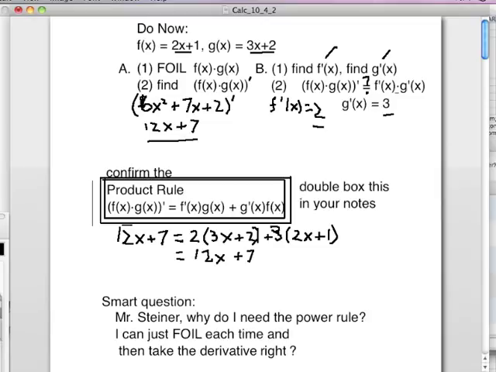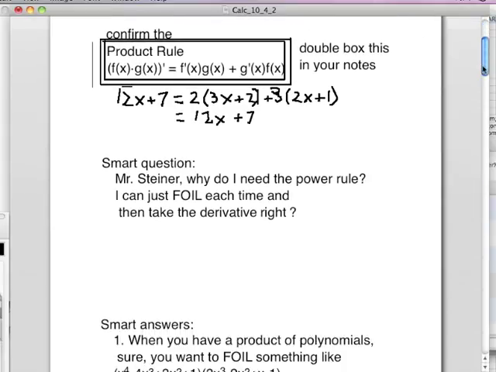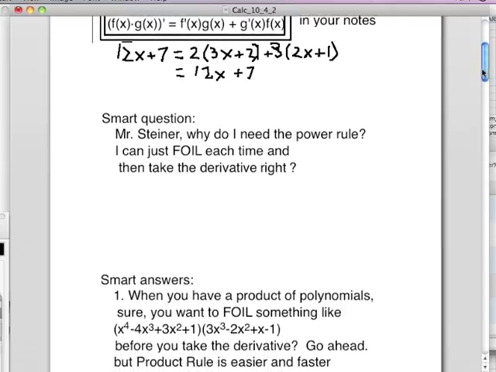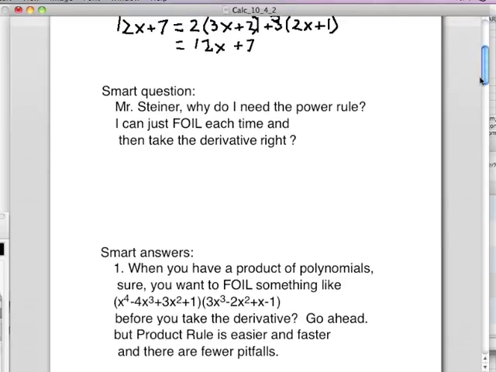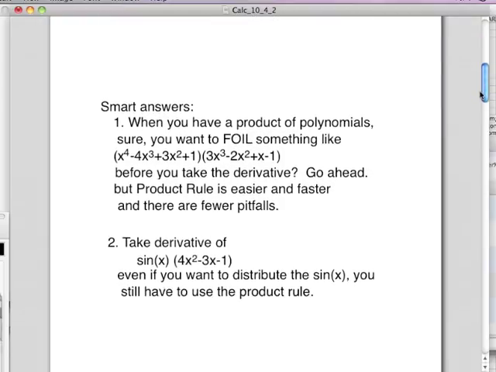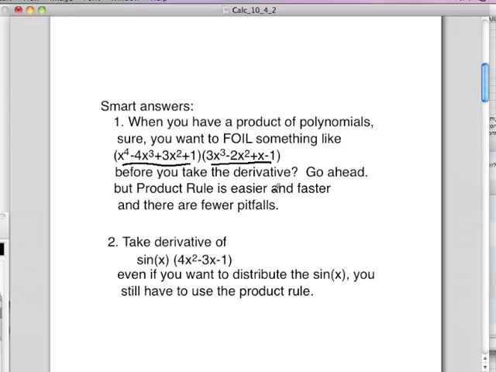Okay, so next, how can I move this down here? So the smart question is, Mr. Steiner, why do we need the product rule? If I can just FOIL each time and then take the derivative, isn't that fine? Well, here's your answer to that one. When you have a product of polynomials, sure, you want to FOIL something like this before you take the derivative, go ahead. If you want to FOIL first and then take the derivative, great. If you want to use the product rule instead, it's easier, faster, and there are fewer pitfalls.